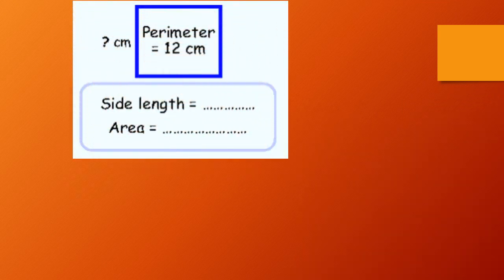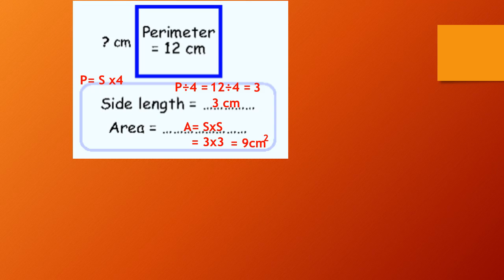The perimeter of this square is 12 centimeters. The perimeter of the square is side by 4. To know the side length, we will divide the perimeter by 4. 12 divided by 4 equals 3 centimeters. The area of this square is side by side, so 3 by 3 equals 9 centimeters squared.